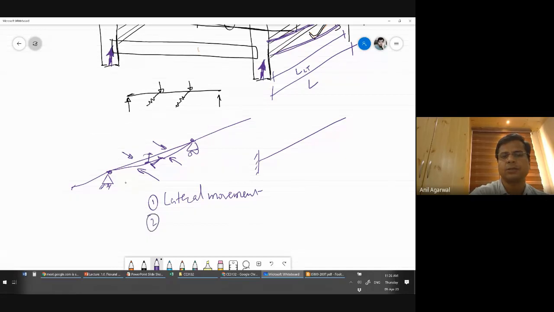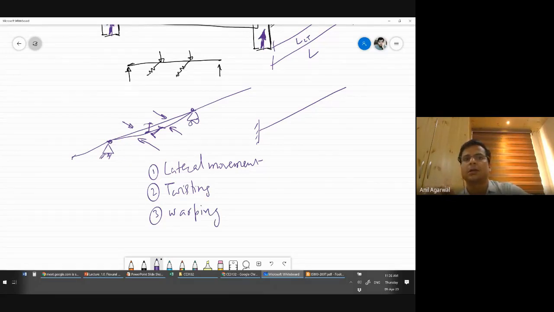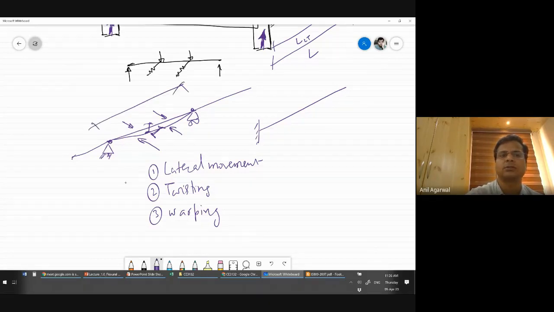The second one is twisting. And the third one is warping. So a particular support may be able to resist one. So if it is not resisting any of these, then of course it does not even count. So for example, you don't have these lateral supports in between, then you will consider this entire length, right?